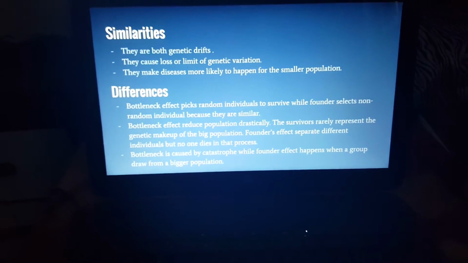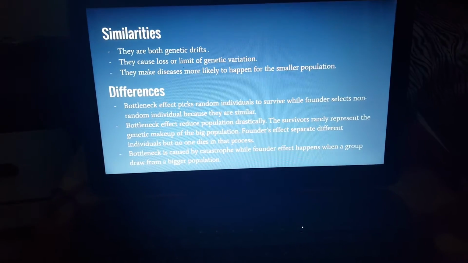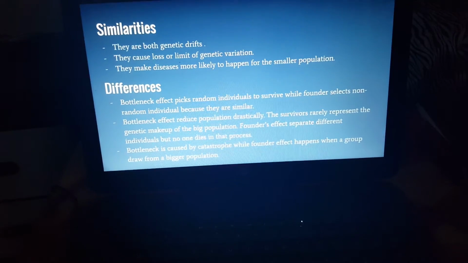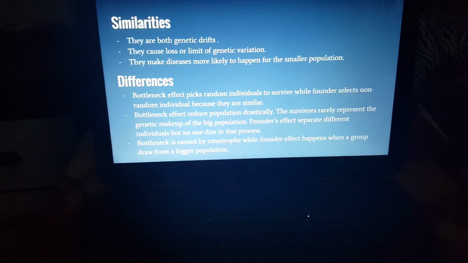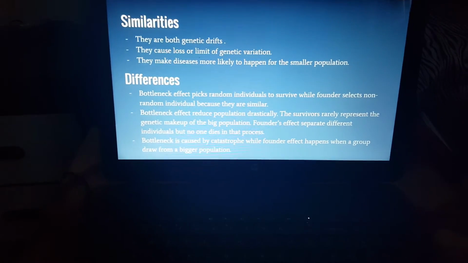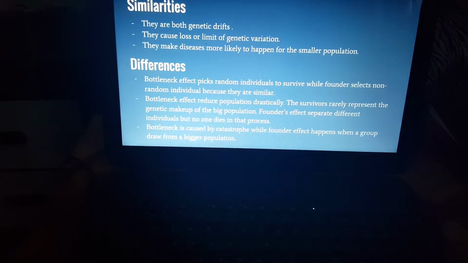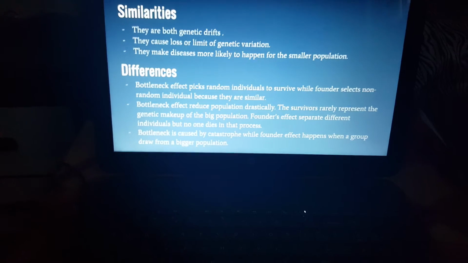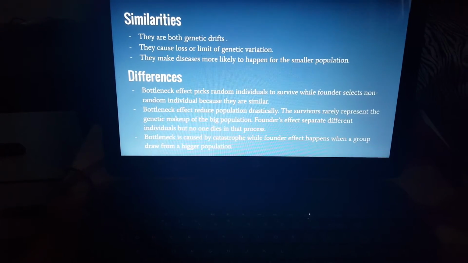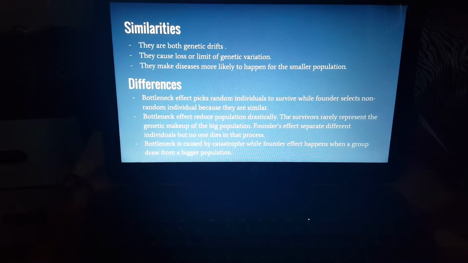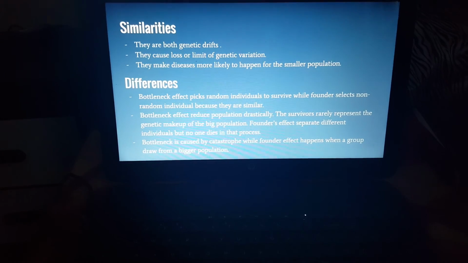The differences are that bottleneck effect picks random individuals to survive, while founder effect selects non-random individuals because they are similar. Bottleneck effect reduces populations drastically. The survivors rarely represent the genetic makeup of the big population. Founder effect separates different individuals, but no one dies in that process. Bottleneck effect is caused by a catastrophe, while founder effect happens when a group draws from a bigger population.